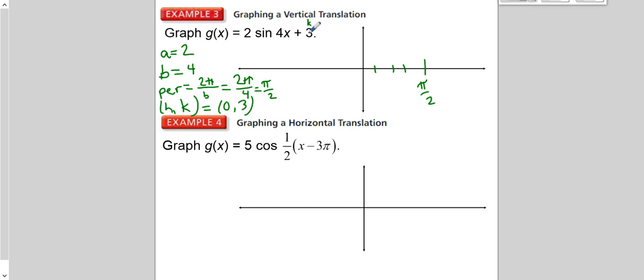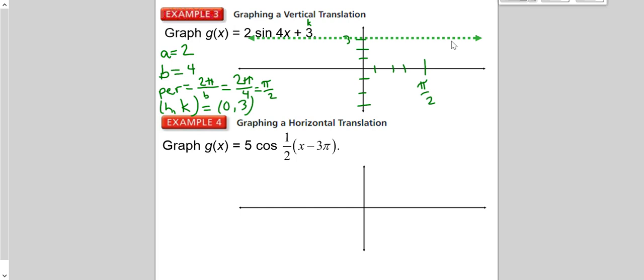So that means it's going to shift up 3. So 1, 2, 3. 1, 2, 3. All right, here's the crazy part. When we shift it up 3, that shifts the middle of our graph to y equals 3. This is our new midline. Before, our midline was on the y-axis. We are shifting it up 1, 2, 3 units.